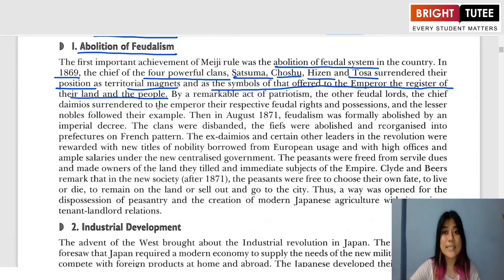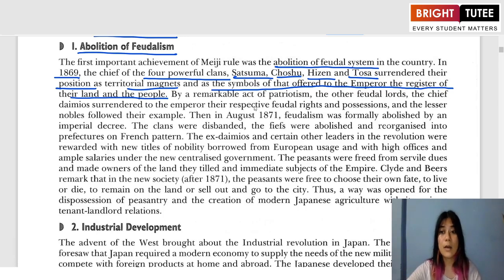So in 1869, the heads of the four powerful clans, who were basically landlords, feudal lords in Japan, gave up their position of power and handed over the register of their land and the people to the emperor.